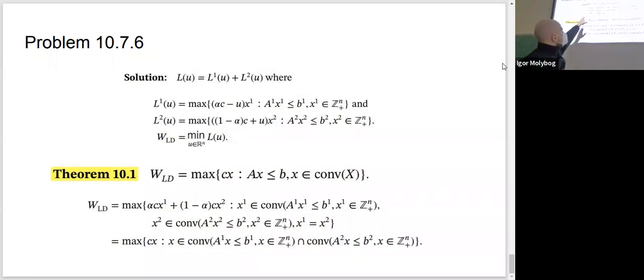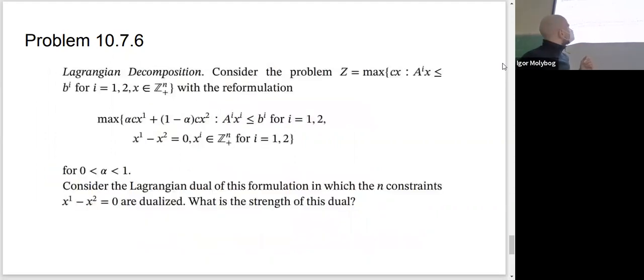So the solution to this problem is the following. We consider the following two problems, L1 and L2 of u, where we maximize over x. In the first problem, we maximize over x1. In the second problem, we maximize over x2. And we consider L of u, the relaxation of the original problem, as the sum of L1 of u plus L2 of u. The statement here is that the relaxation of the original problem is in fact a minimization over L of u. Why is that the case?